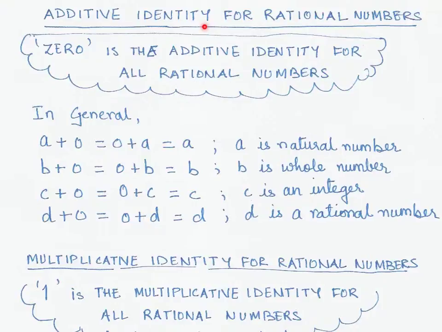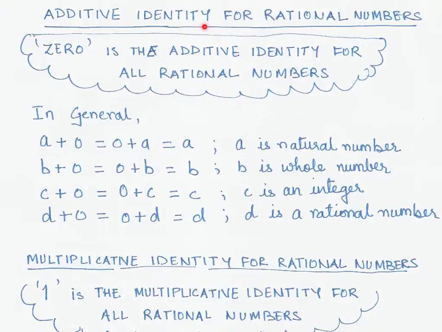Now, in terms of additive identity for a number, in this case that number happens to be a rational number. Additive identity is something which, when added to a rational number, gives that same number back. Intuitively, that number would be 0. 0 is the additive identity for all rational numbers. Whenever you add 0 to any rational number, you get that same rational number back. 0 doesn't make any change to that particular rational number.